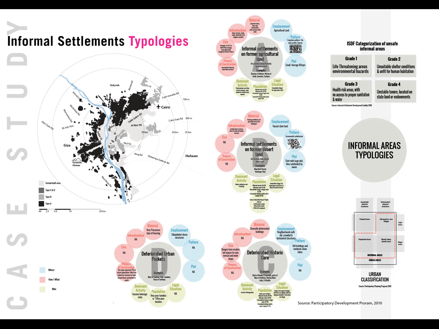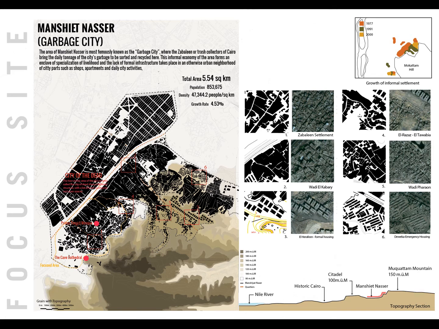And this map shows where each typology is located, where the most dominant one is the informal settlement on former agricultural land. Moving on to the focus, Manshiet Nasser, also known as Garbage City, can be defined as an informal area on former desert state land and distinguished by private residential buildings constructed on vacant state land by citizens under the process of hand claim or squatting.